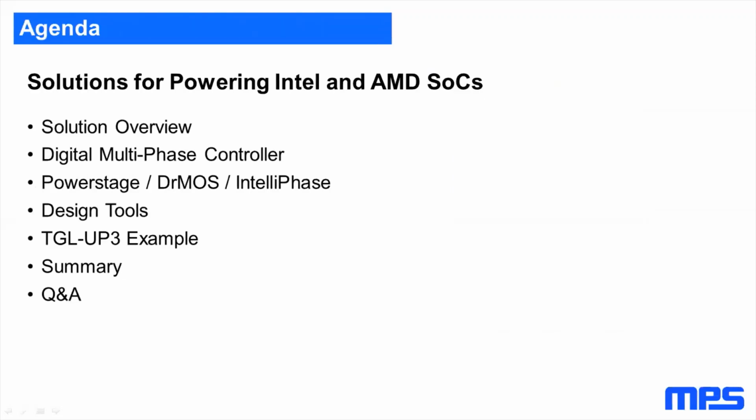Here is the agenda for today's webinar. First, we will see how our solution for powering Intel and AMD SoCs looks in principle. Then we will have a closer look at the main building blocks, the digital core controller and the corresponding power stages. These are also well known as DrMOS, and we call them IntelliFace. After that, I will give a brief introduction to the design tools we can offer. Before the summary, we will see what parts are required when doing a real Tiger Lake UP3 design. Finally, there is time to ask questions.